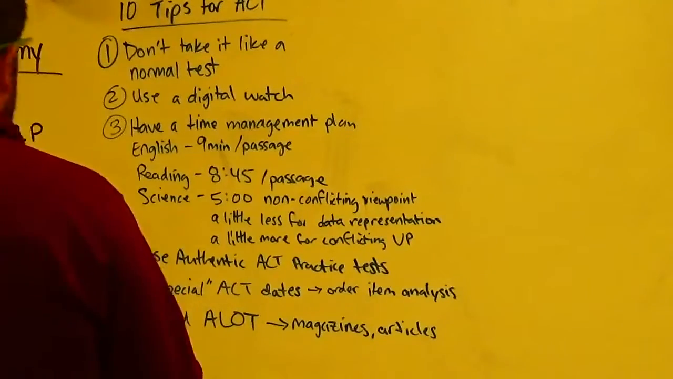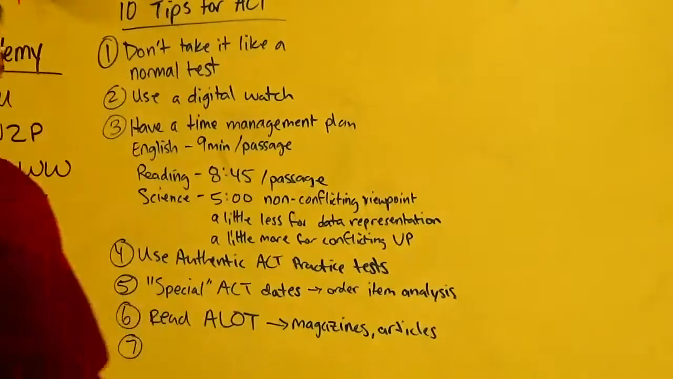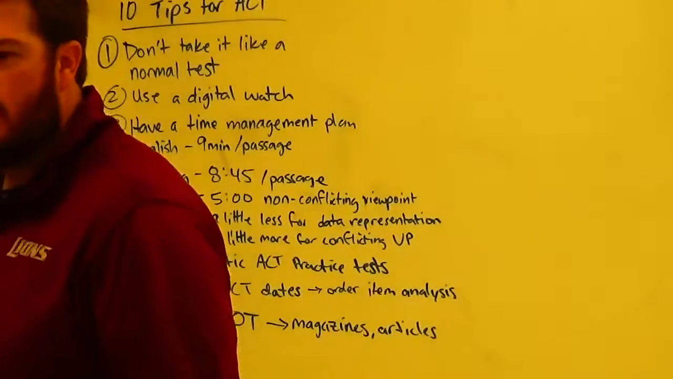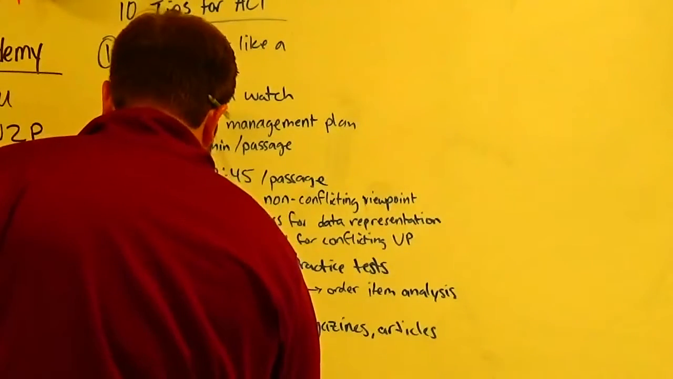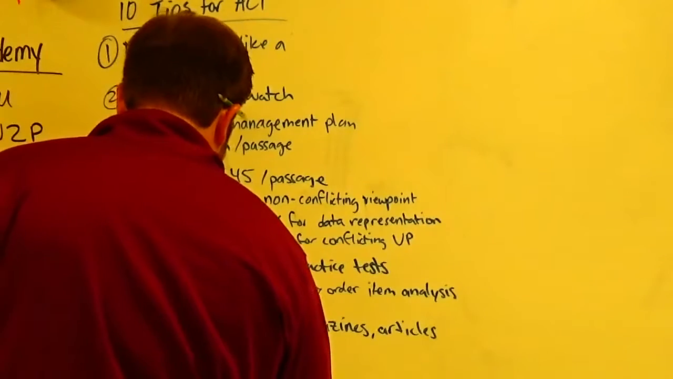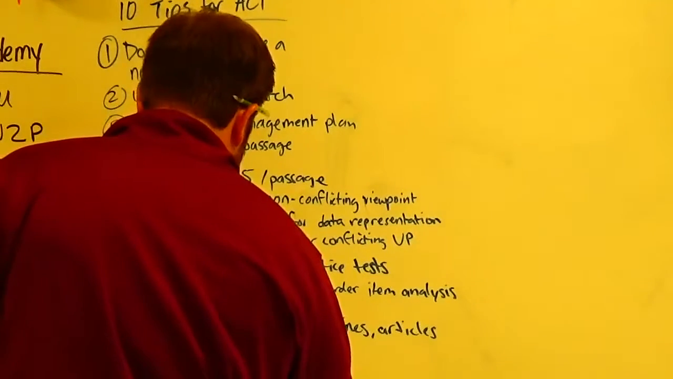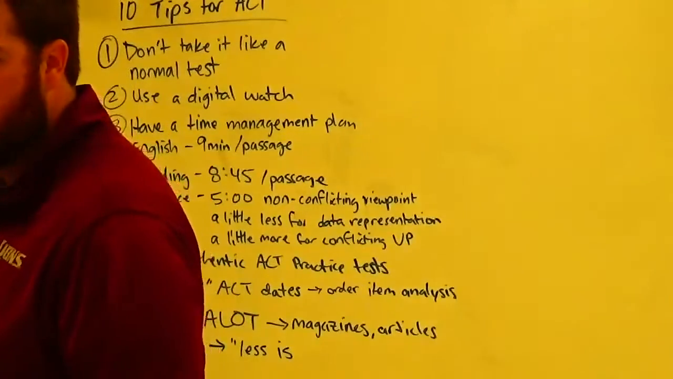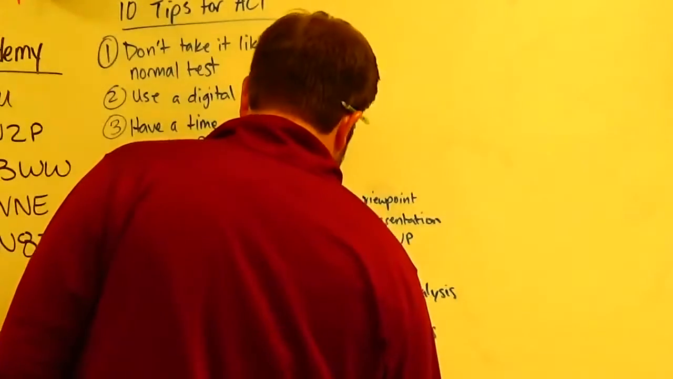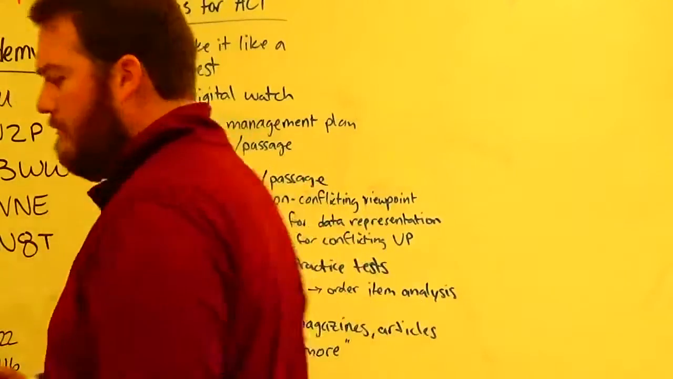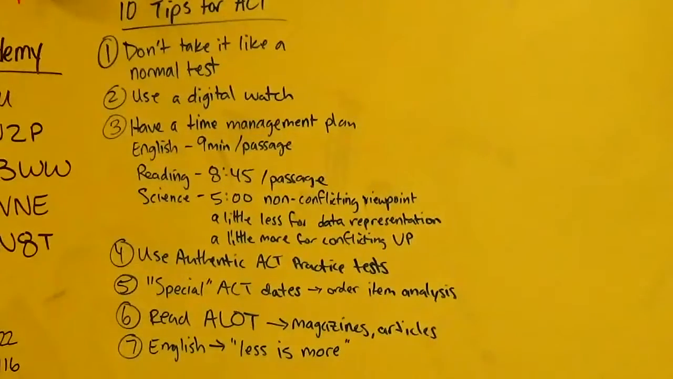Then, for the last couple, it goes through each section. So for the English section, less is more. They love to be concise. So that's usually what they're trying to do. They're trying not to do anything fancy, just to be more concise rather than stringing it out.